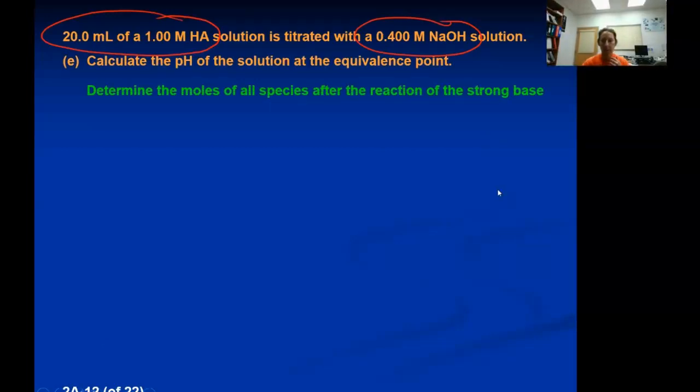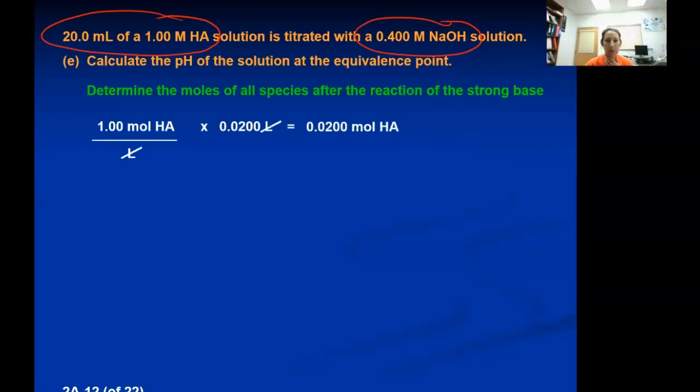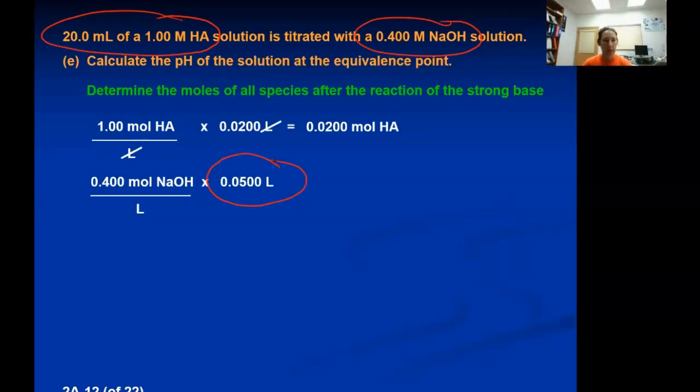So let's go over this. All right, so we need to figure out our moles of both, right? And now from our first question, we've figured out we got 50 milliliters, right? And again, how did we get that? I'll just do it really fast. So if we have 20 milliliters, oh gosh, okay. Maybe I won't do it that fast. I get 3 liters. And then we have 1 mole of HA in 1 liter.